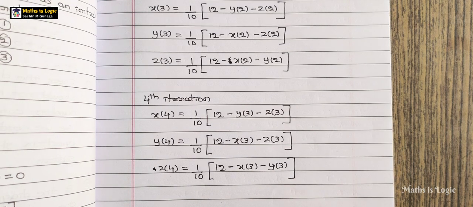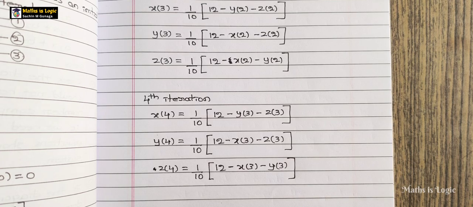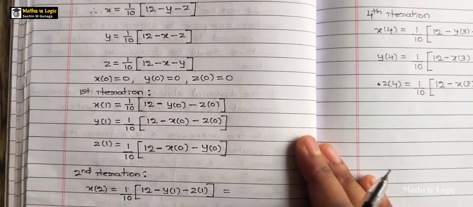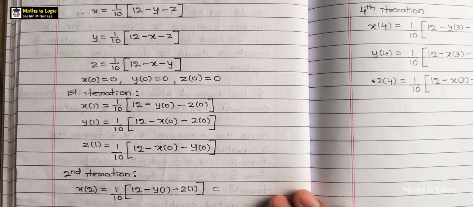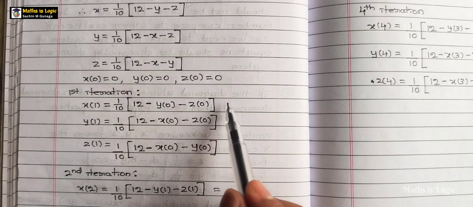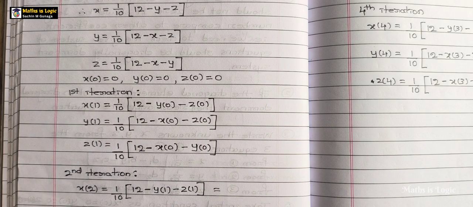Correct. So now after writing up to 4 iterations, now we will find out the first iteration value directly by using the calculator. Now I will tell you how to use the calculator to find out the value of the first iteration.